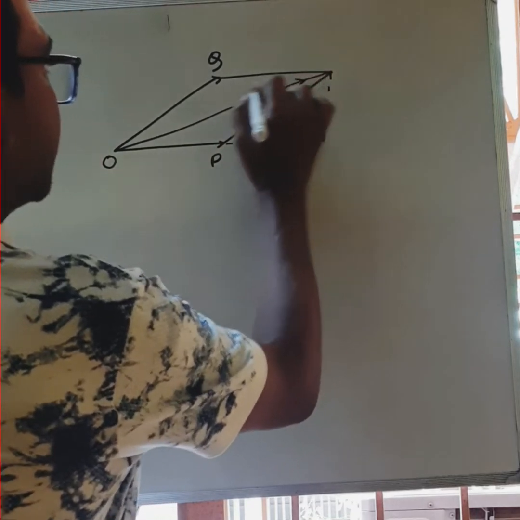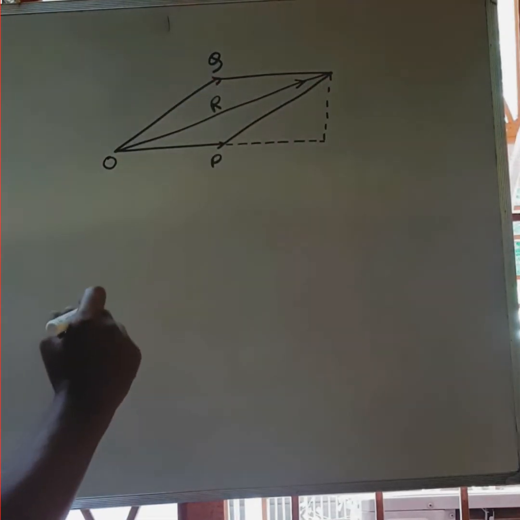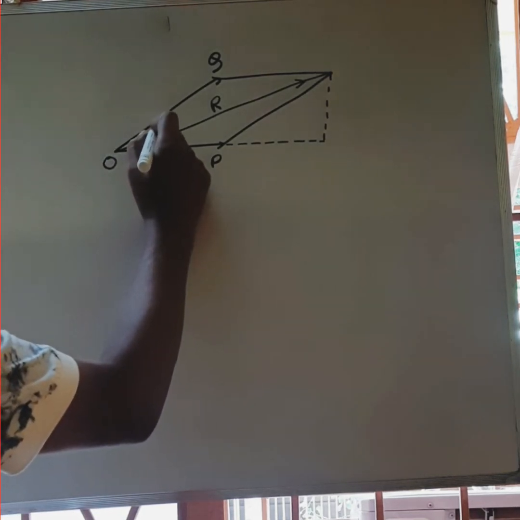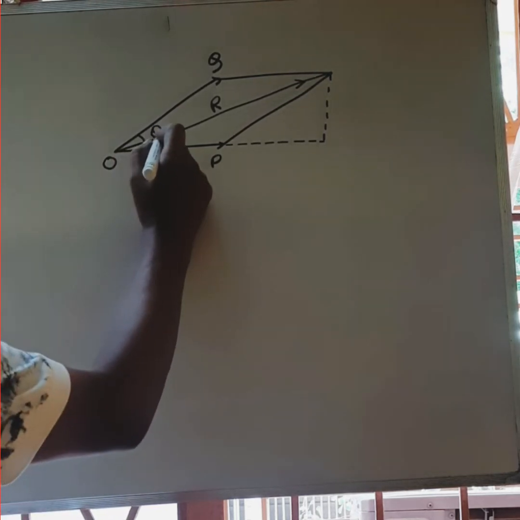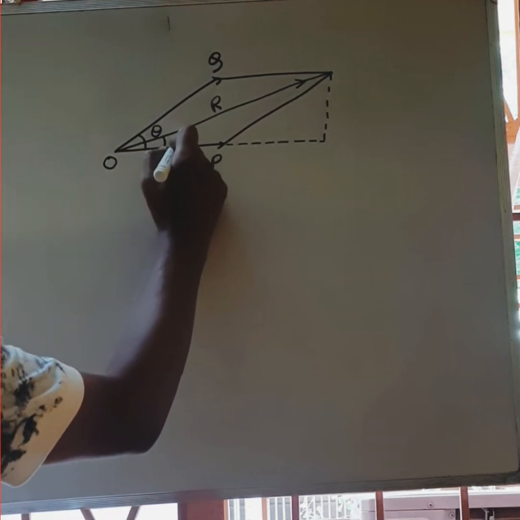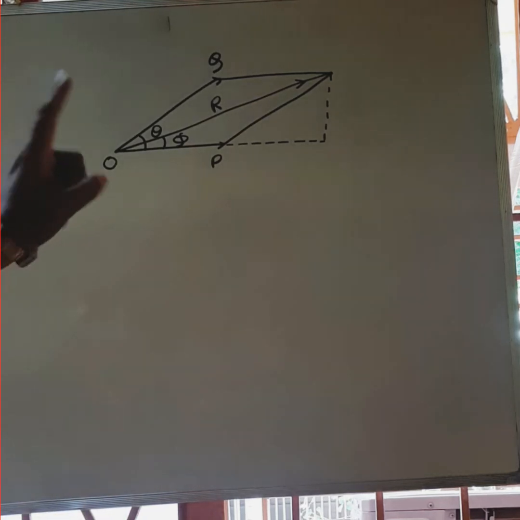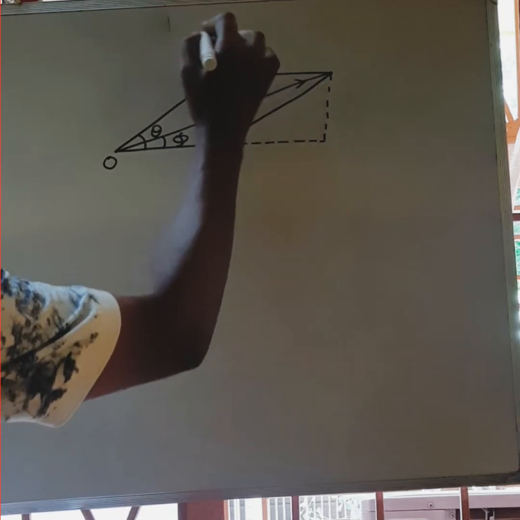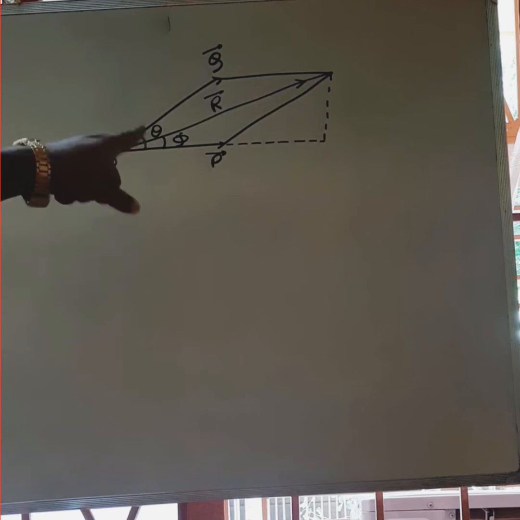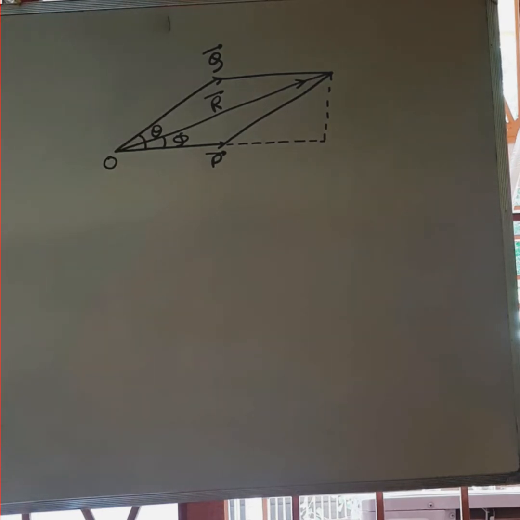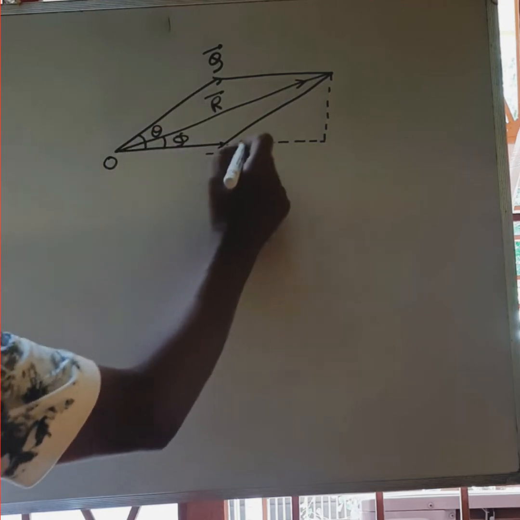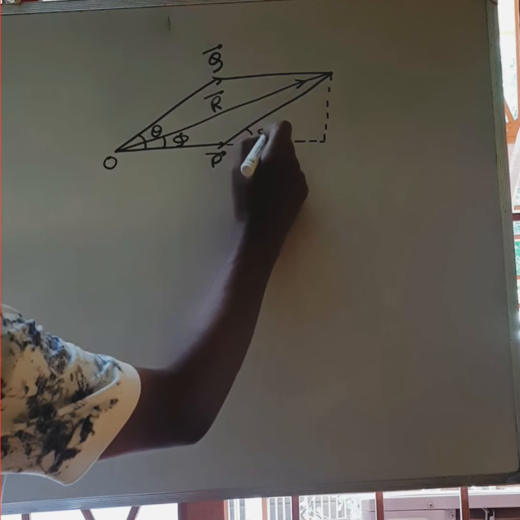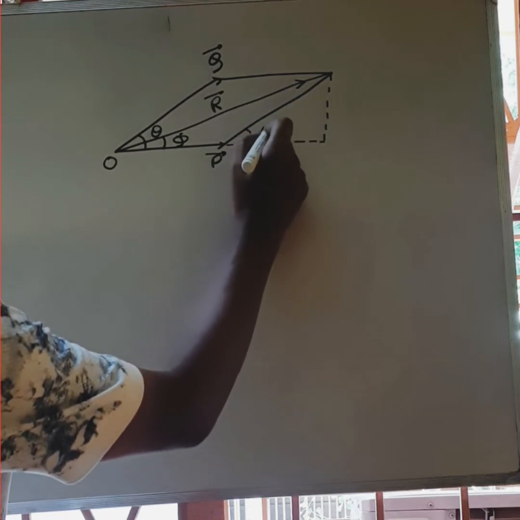This is the resultant vector R. The angle between two vector quantities is theta, and the angle of the resultant vector with the P vector is phi. Let us suppose that. So we have to calculate the magnitude of R and also the angle that the resultant vector makes with the vector P. If this is theta, this is the corresponding angle. This is also theta, corresponding angle.